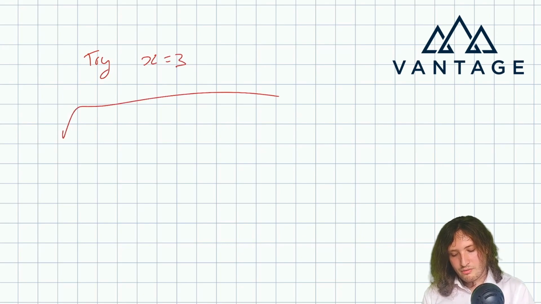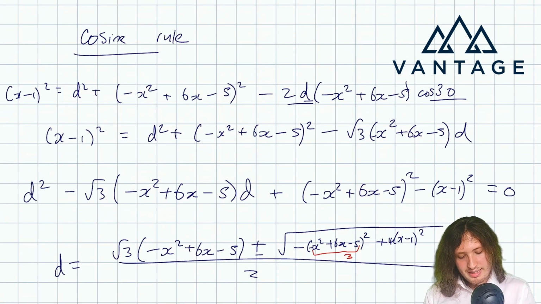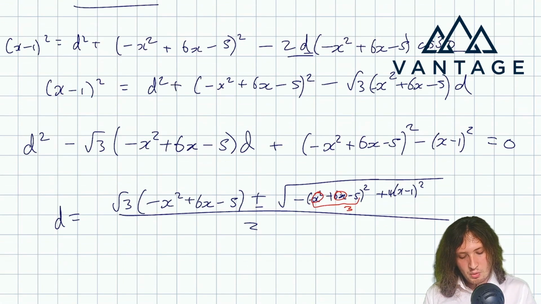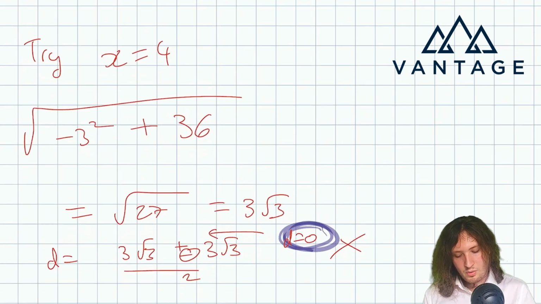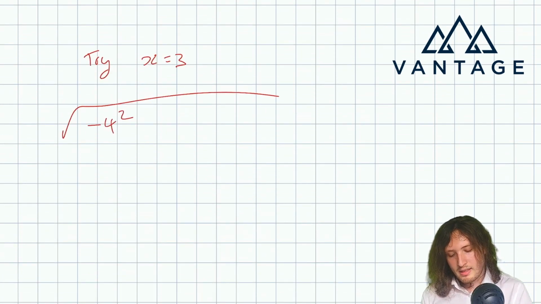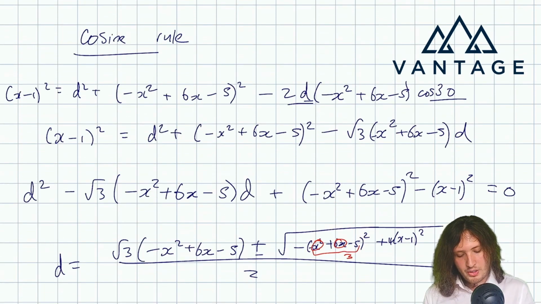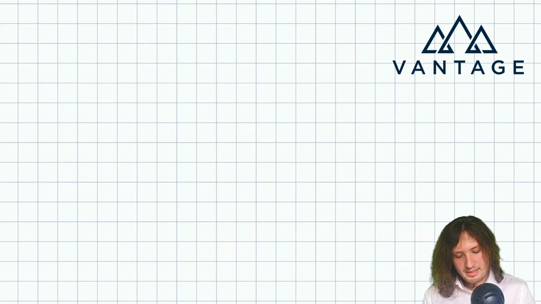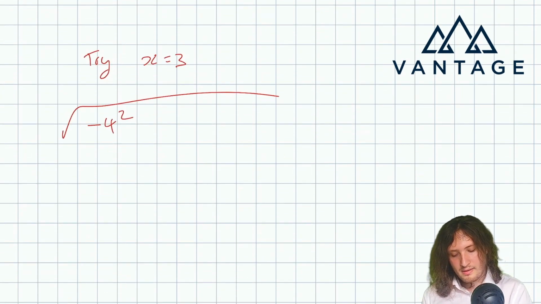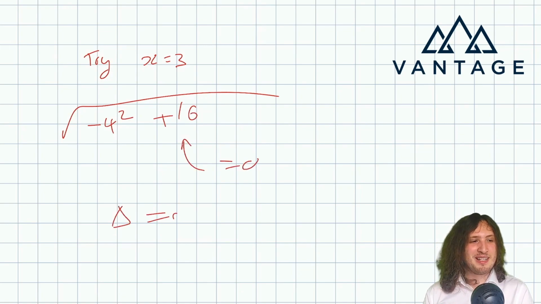So in terms of our root, well, the quadratic factor is going to be minus 9 plus 18 makes 9, minus 5 makes 4. So we get minus 4 squared. And then we've got, well, x is 3. That's going to be a 2 squared. So that's going to be plus 16. That is 0. So the discriminant is 0.